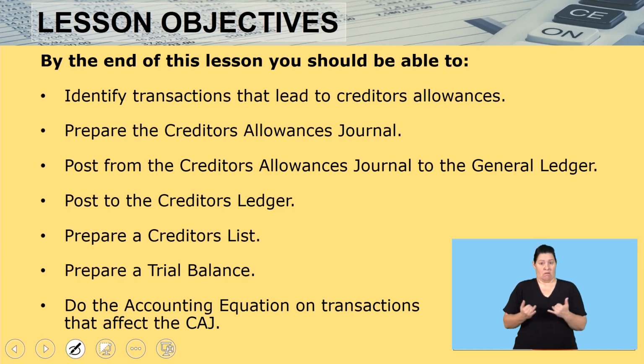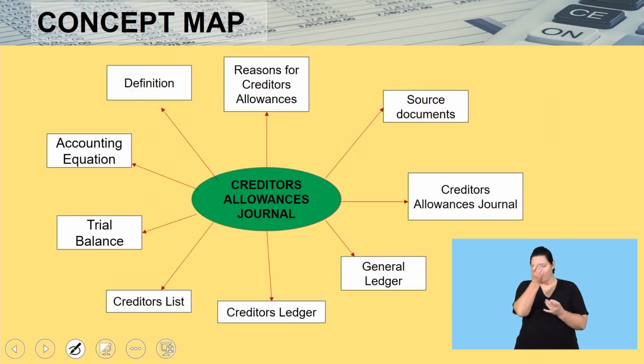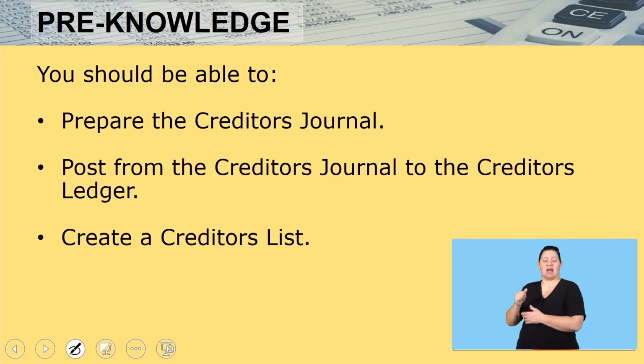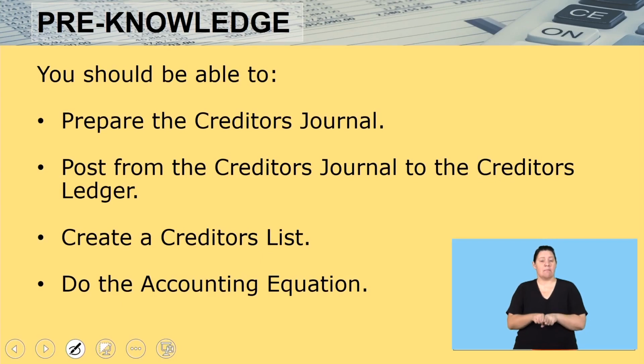Now, at this moment, there is information that you already know. By now, you should be able to prepare the Creditors' Journal. You should be able to post from the Creditors' Journal to the Creditors' Ledger, as well as create a creditors list. And then you should have an idea of the accounting equation.